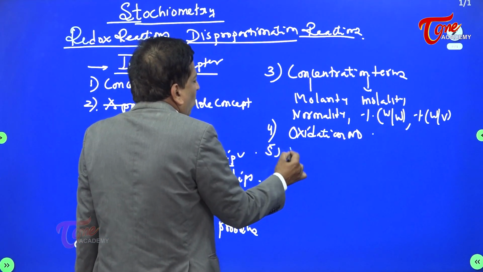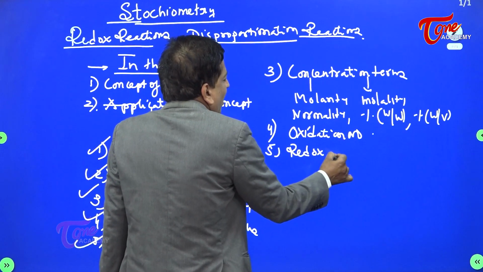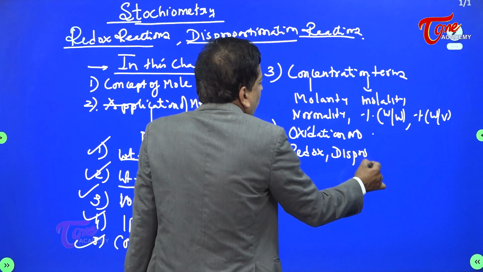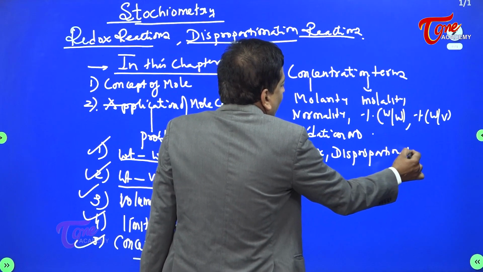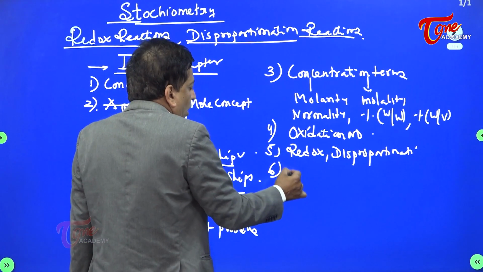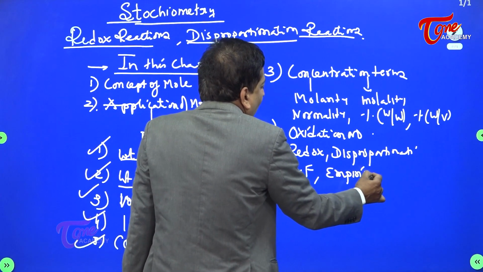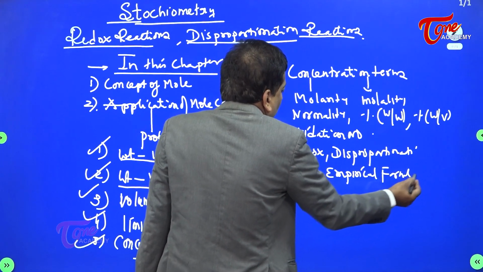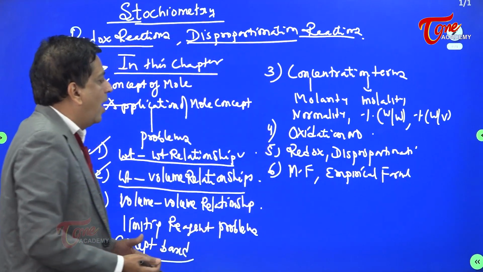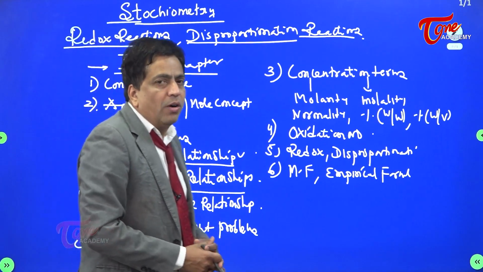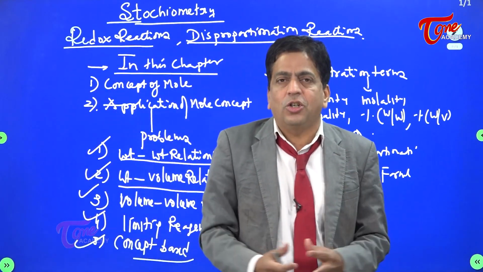right? Then we get into what are redox reactions and what are disproportionation reactions. Then you have your molecular formula and empirical formula, and you have a relationship between these two and a host of other issues. This is what we are running through in the entire stoichiometric chapter.